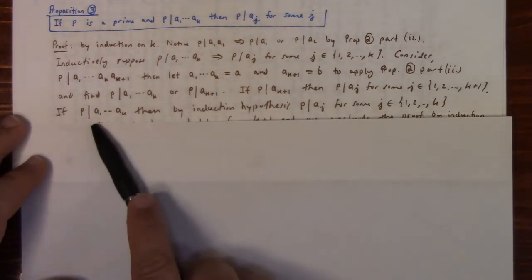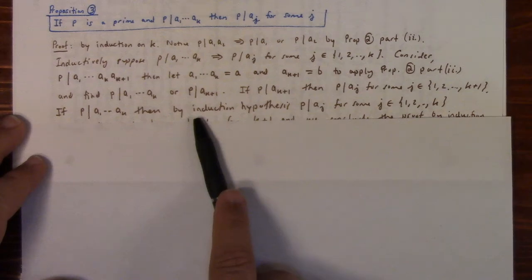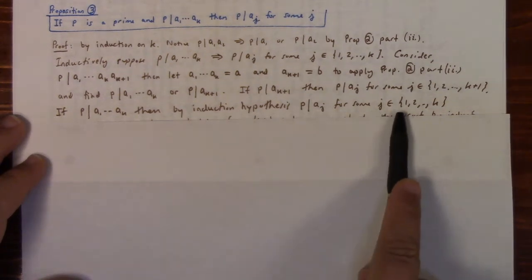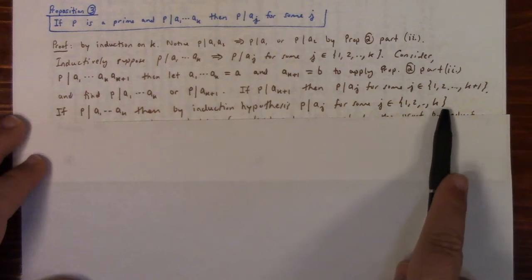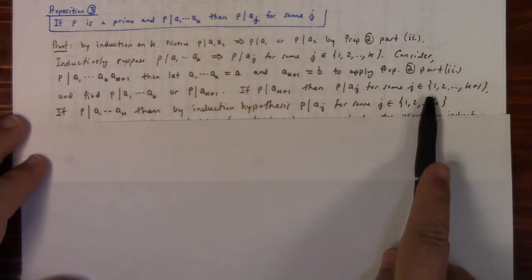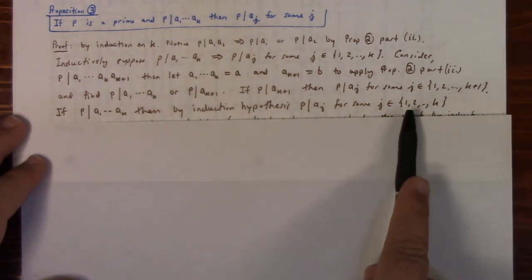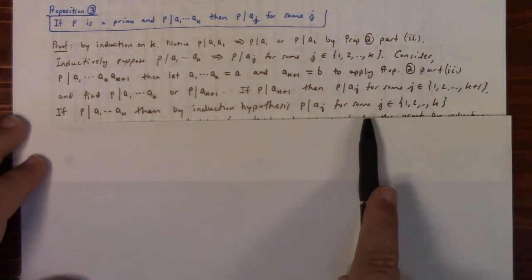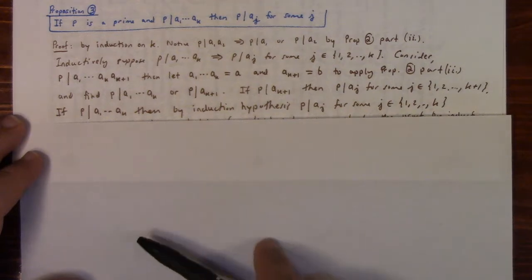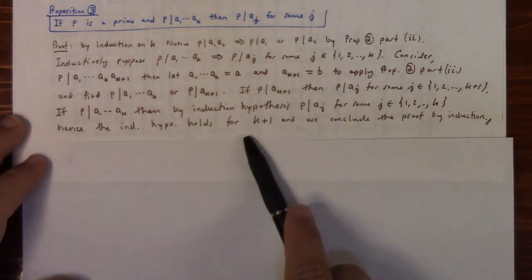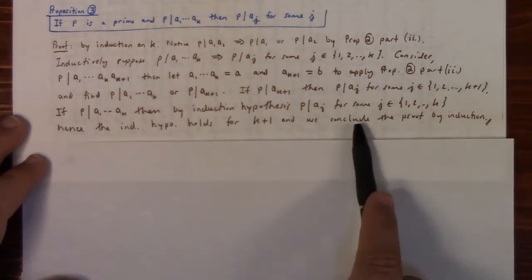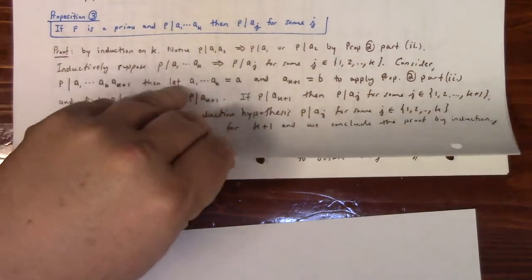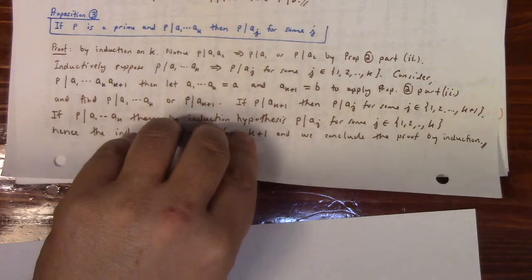But if p divides a1 through ak, then by the induction hypothesis, we're also done because it gives us that p divides aj for some j in that list, right? So anyway you slice it, there's some j in the list of 1 to k plus 1, because anything in 1 to k is still in 1 to k plus 1, fair enough. And so there you go. The induction hypothesis holds for k plus 1, and we conclude by mathematical induction. So there you go.